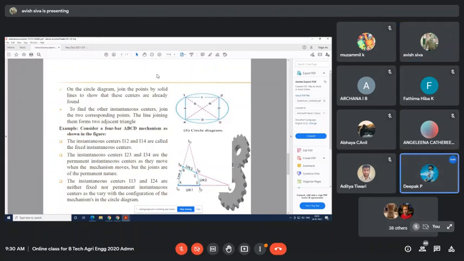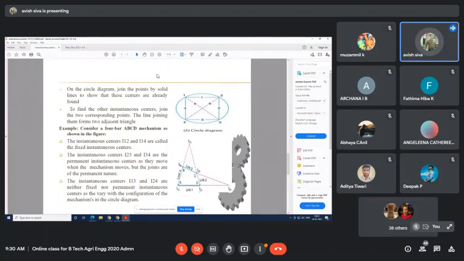Deepak, by looking at this figure of the 4-bar mechanism, how many instantaneous centers are there in total? Yes, 6 instantaneous centers are there. So this is a question which you can expect in your competitive examinations, GATE examinations, and your university examinations.